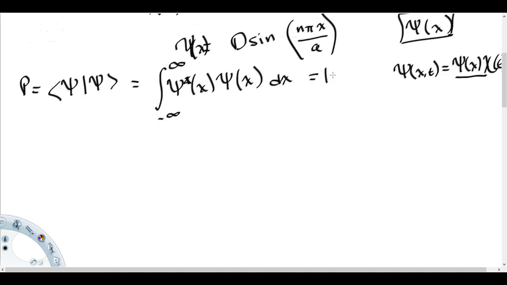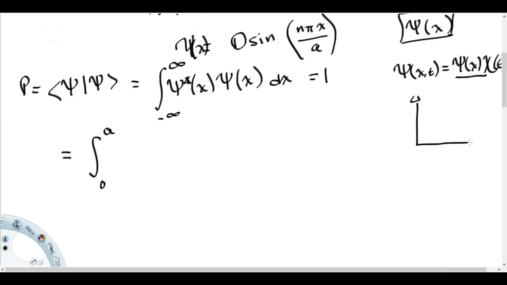The probability to find the particle in all space, from negative infinity to positive infinity, should be equal to 1. Does that make sense? There should be 100% probability to find this particle in all space. Now, our wave function only exists from 0 to a. It's zero everywhere else, so the limits of integration can actually be changed to be from 0 to a.